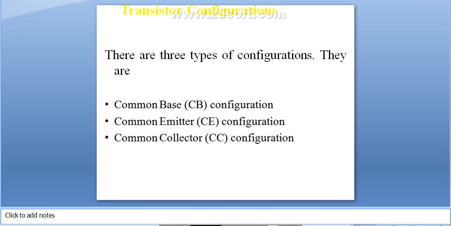There are three types of transistor configurations. They are the common base configuration, common emitter configuration, and common collector configuration.